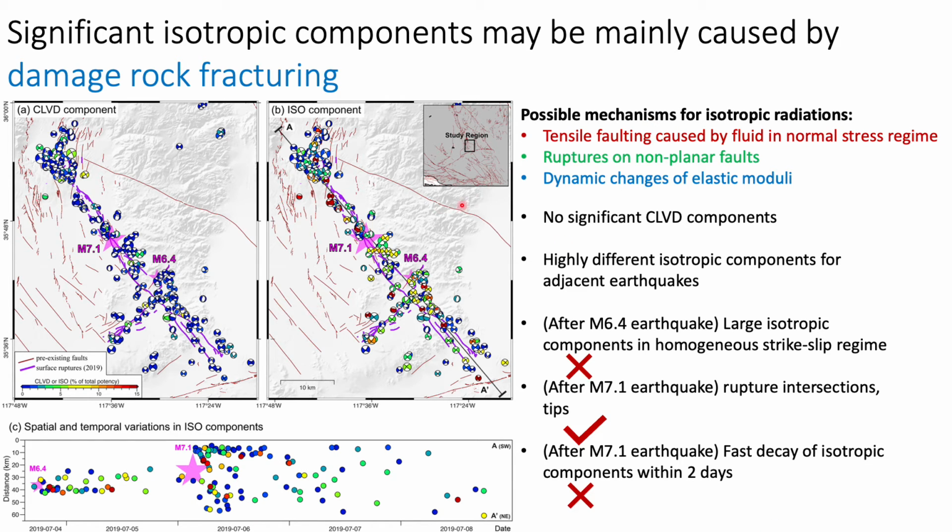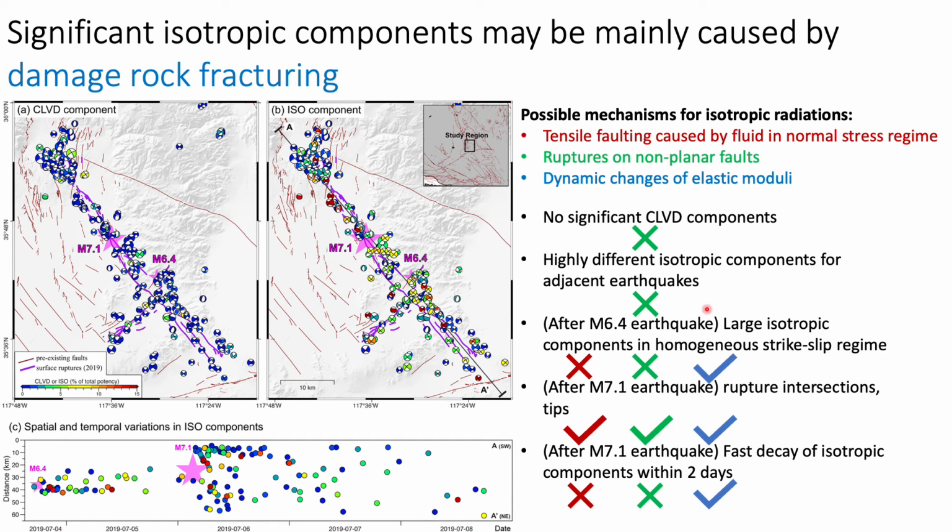The fluid-induced tensile faulting events cannot explain the observed strike-slip stress regime and the fast decay of isotropic components after the mainshock. For ruptures on faults with complex geometry, we may also expect a large CLVD component and a complex stress regime without strong temporal variations of isotropic components. Therefore, these two mechanisms cannot explain some of the observations.